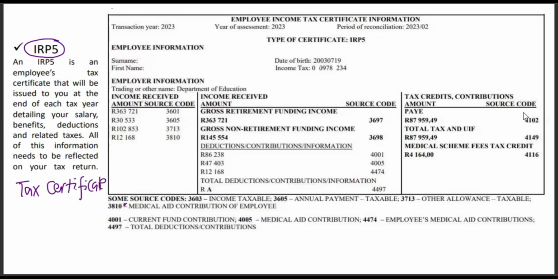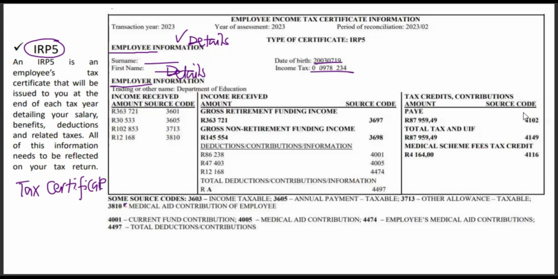All right. What do we expect to see on the IRP5? We expect to see the employee information, in other words, the details. Not only the employee, but also the employer details. For the employee, we have surname, name, date of birth, income. There are no contacts.